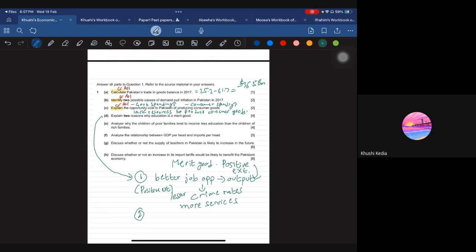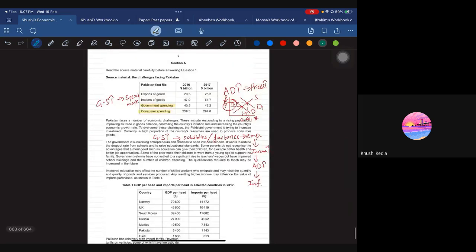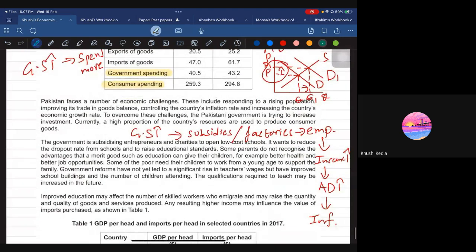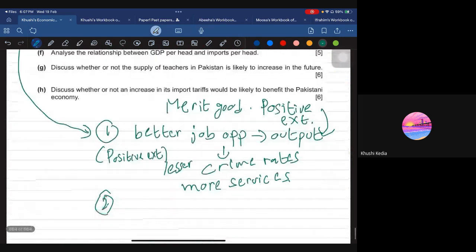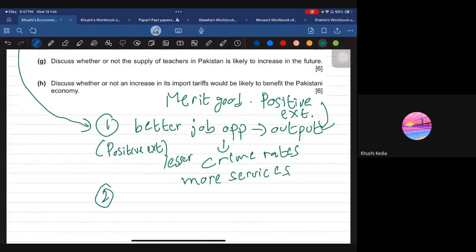And is it linked to the above part where we see the linkage? Yes, so in the text, it mentions the advantages that a merit good, such as education, can give their children, for example, better health and better job opportunities. So we are linking that. Very good. Now, what could be the second point?